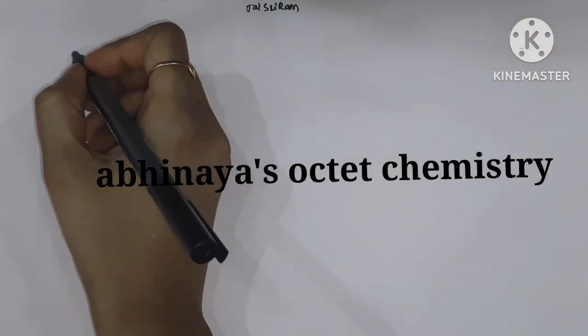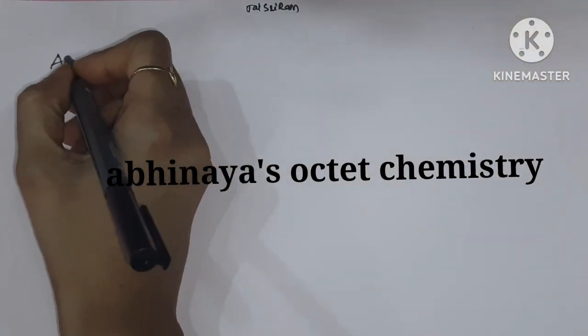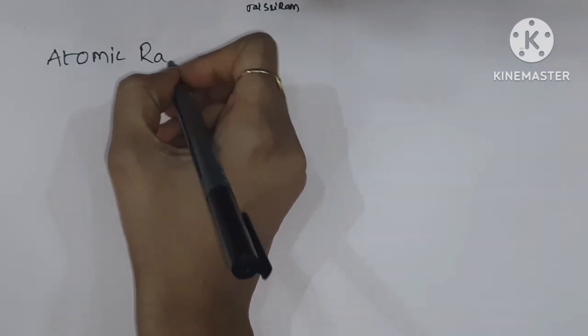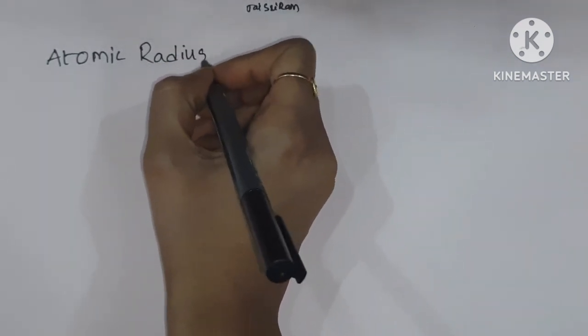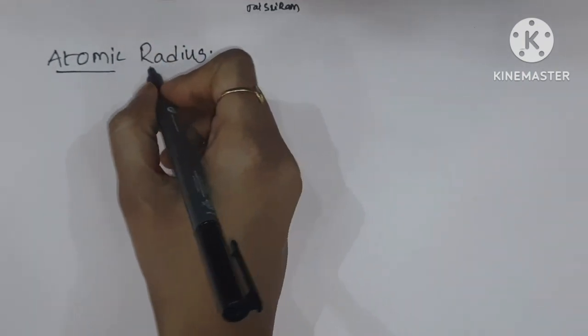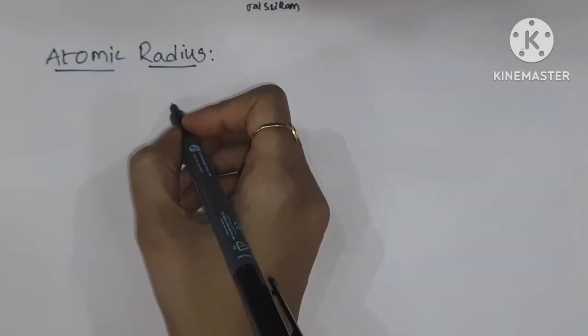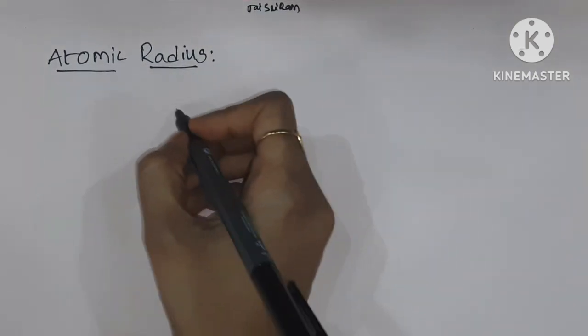Today I am going to explain about atomic radius. Atomic radius. So what is meant by atom? First of all, you have to know about atom.